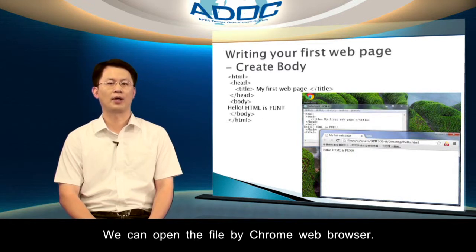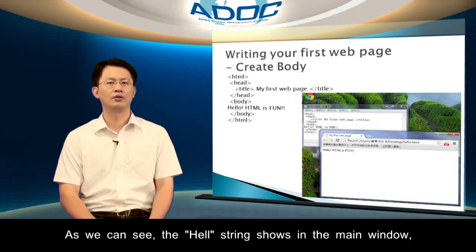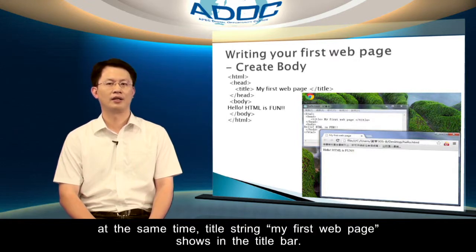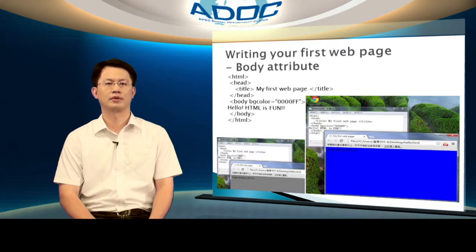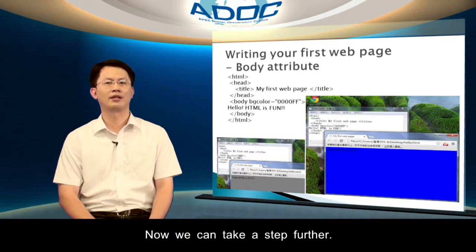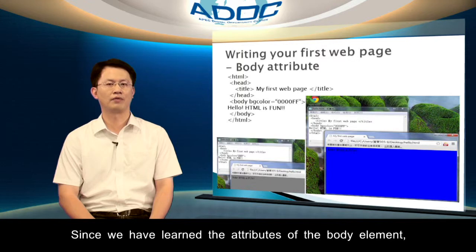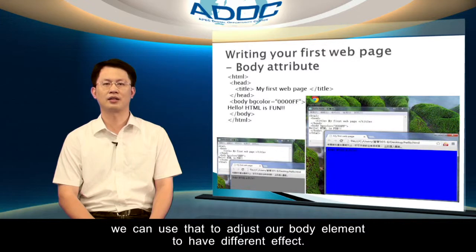We can open the file in the Chrome web browser. As we can see, the hello string shows in the main window. At the same time, the title string, my first web page, shows in the title bar. And we are almost done. Now we can take a step further. Since we have learned the attributes of the body element, we can use them to adjust our body element to have different effects.